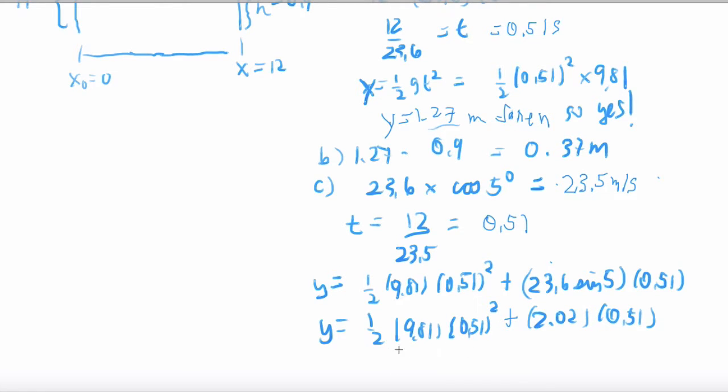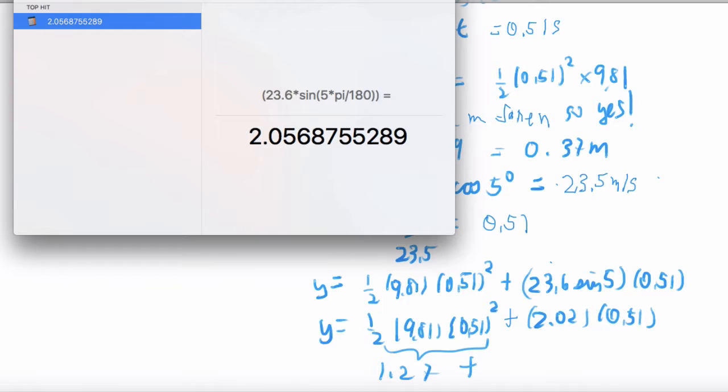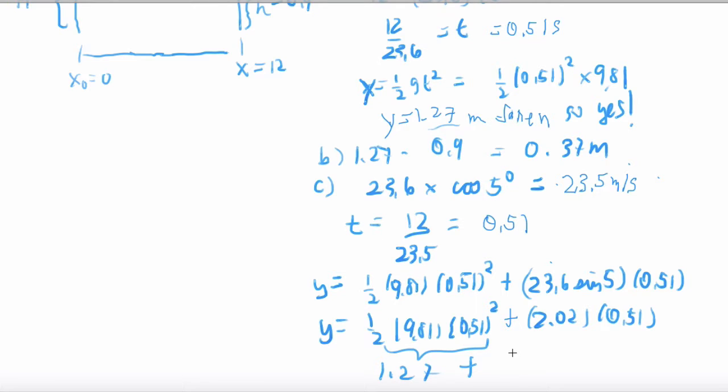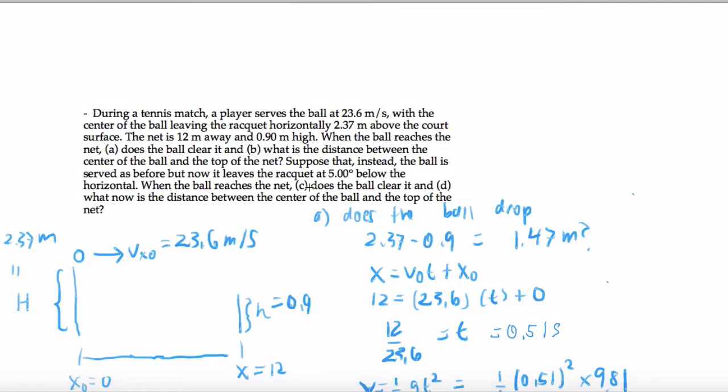So we already got the falling distance in the first part, so we can use that in this calculation as 1.27 plus whatever we have here, which appears to be 2.02 times 0.51. So we're getting 1.04. That little angle makes a big difference. So it actually falls 2.31 meters. So the answer is no, it doesn't clear the net. So interesting. So that's part C.